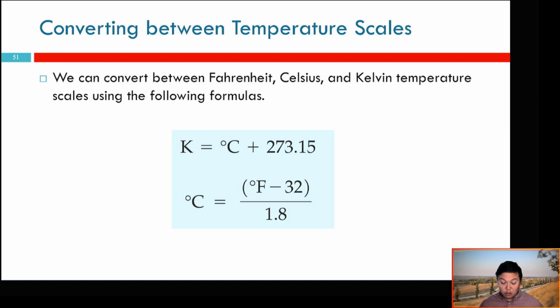And so all you need is a little bit of algebra to rearrange these, and you can solve for the other. So for Kelvin, let's say we had Kelvin and we wanted to solve for Celsius. It would be Kelvin minus 273.15 equals degrees Celsius. A little bit more involved if we had Celsius and wanted to convert to Fahrenheit. But it would be 1.8, right? Because we multiply both sides by 1.8.